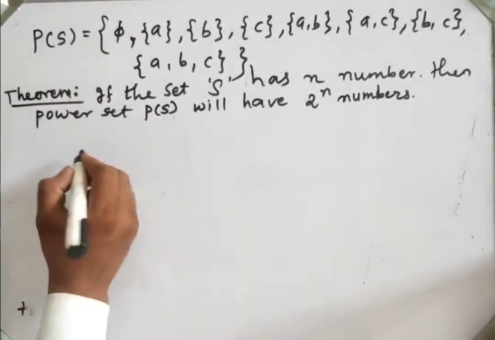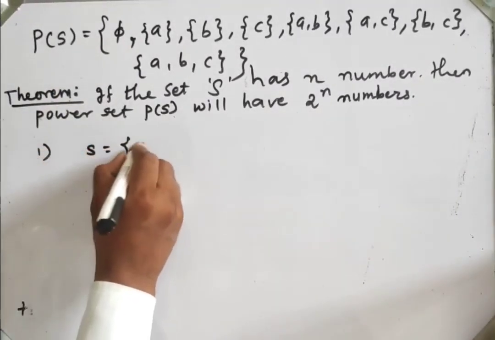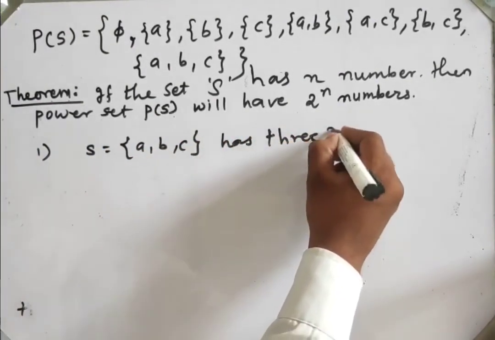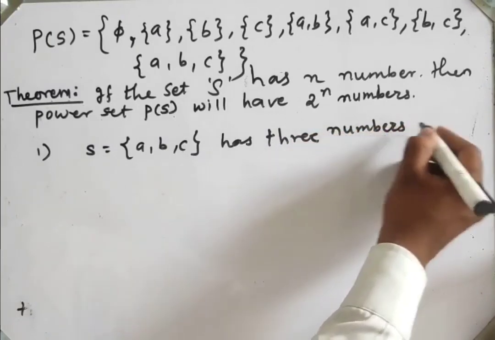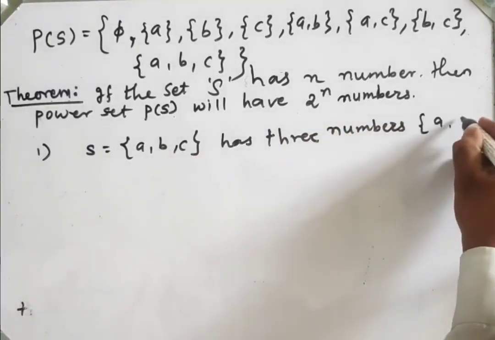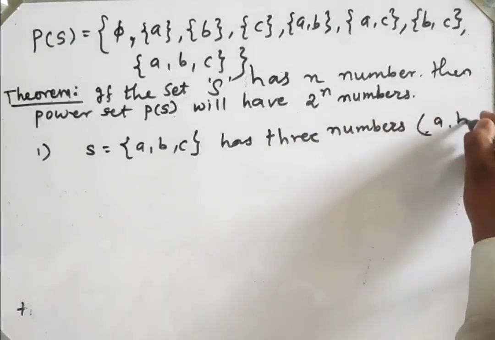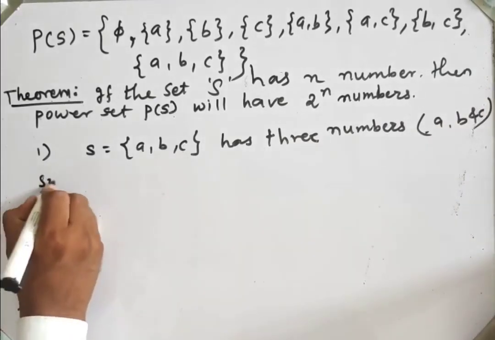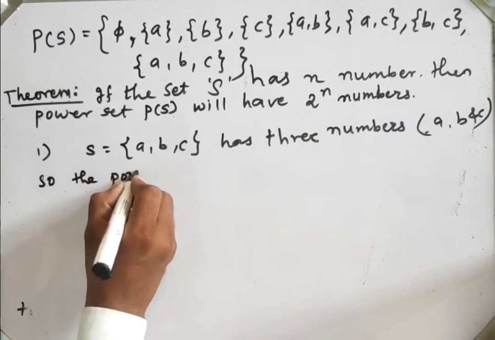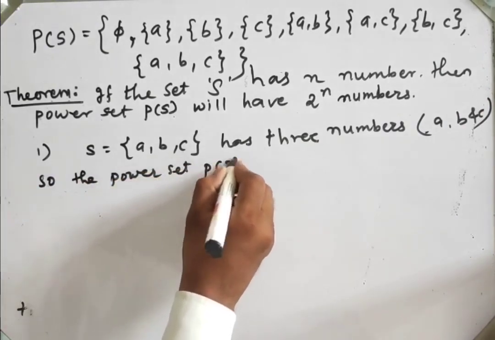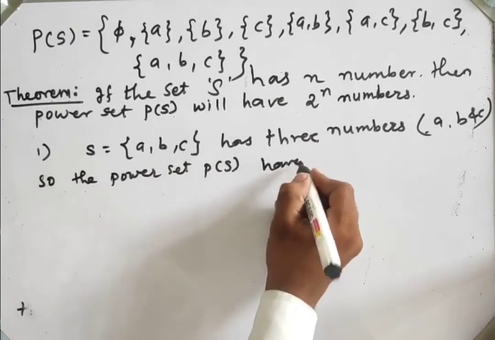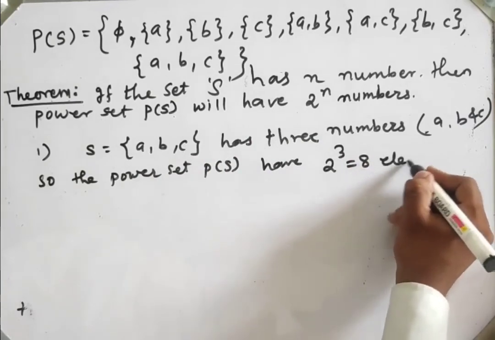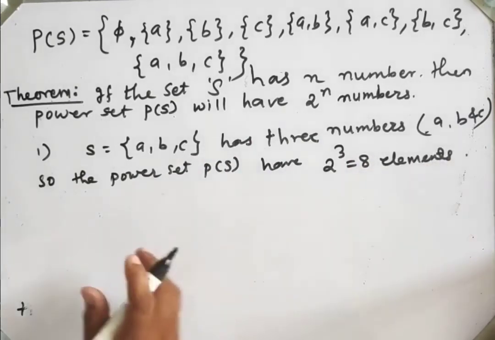Now first, if S is equal to A, B, C, it has 3 elements, and the 3 elements are A, B and C. So the power set P of S has 2 raised to 3, which is equal to 8 elements. We have seen this in the previous example, right?